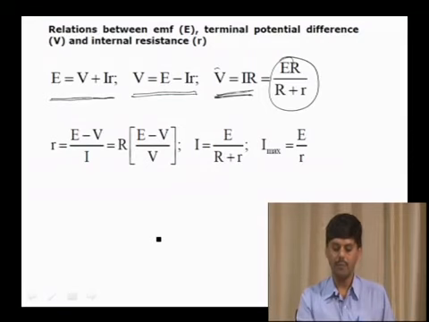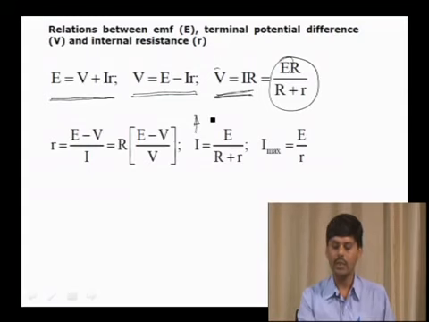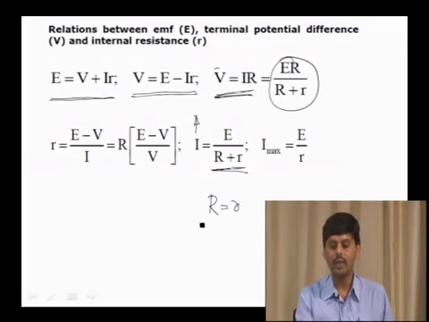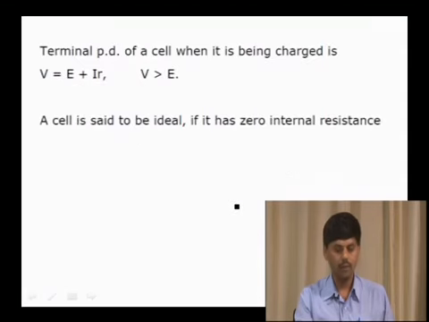Suppose the current is maximum in the circuit, we consider that these two are equal. It means that the external resistance should be equal to the internal resistance when the current is maximum. That is, we can write I maximum is equal to E divided by r for short circuits. Next, the terminal potential difference of the charging.